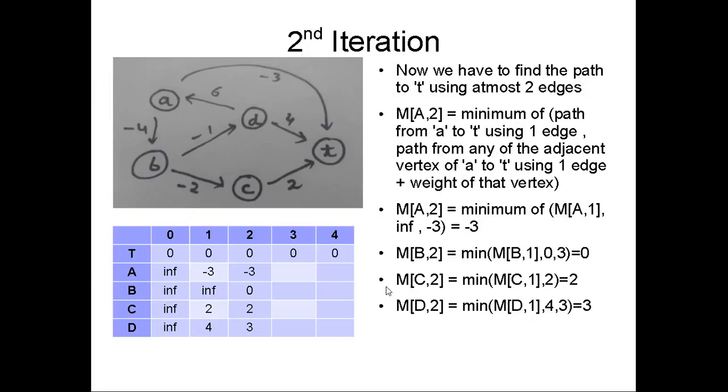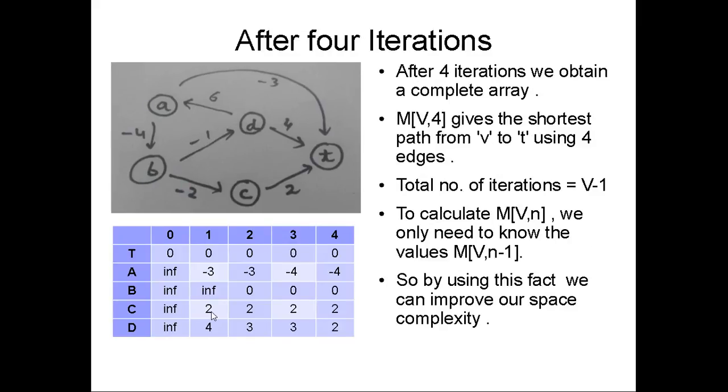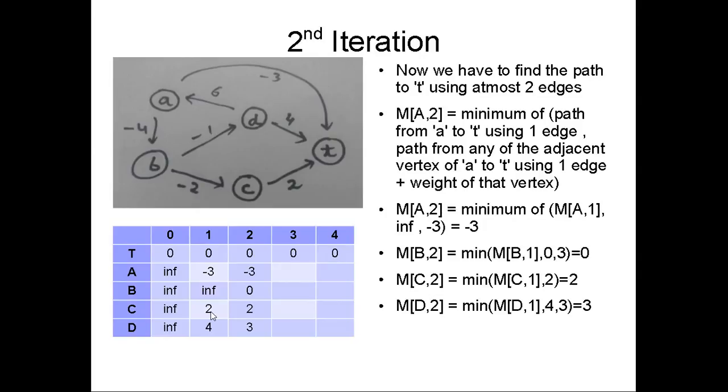In the same manner we can calculate M of c comma 2. First we will calculate M of c comma 1, which is equal to 2 as we have solved it over here. Then from c we can go to t using path length of 2, and then from t we have to go to t using one edge, which is equal to 0. So total becomes 2 plus 0, which is equal to 2. So we update it over here. In the same manner we can calculate M of d comma 2. M of d comma 2 equals minimum of M of d comma 1, 4 and 3, which is equal to 3.